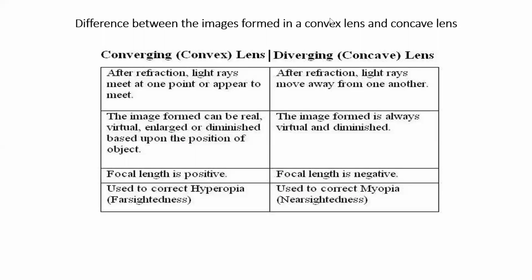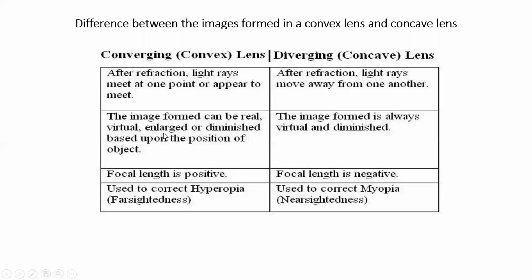Now, difference between the images formed in a convex lens and concave lens. दोनों के बीच डिफरेंस क्या होता है ये हम लोग पढ़ेंगे अभी. First difference is after refraction light rays meet at one point or appear to meet. Convex lens में light rays actually meet करता है after refraction. But in case of concave lens, after refraction, light ray diverge करता है. They appear to diverge or they appear to meet when they are produced backward.